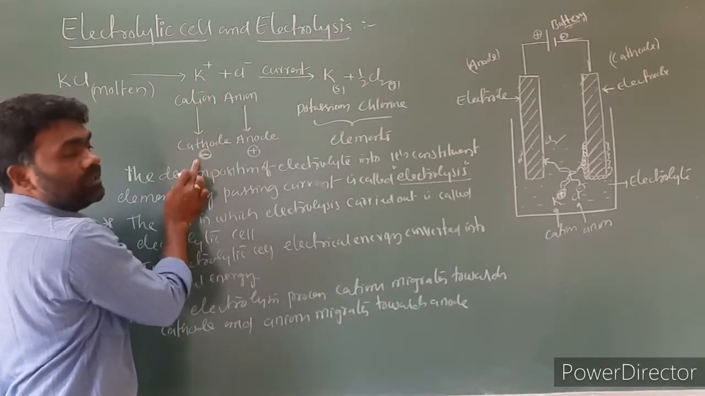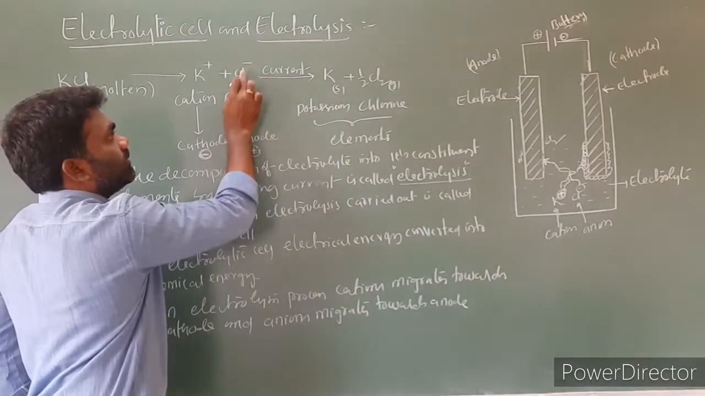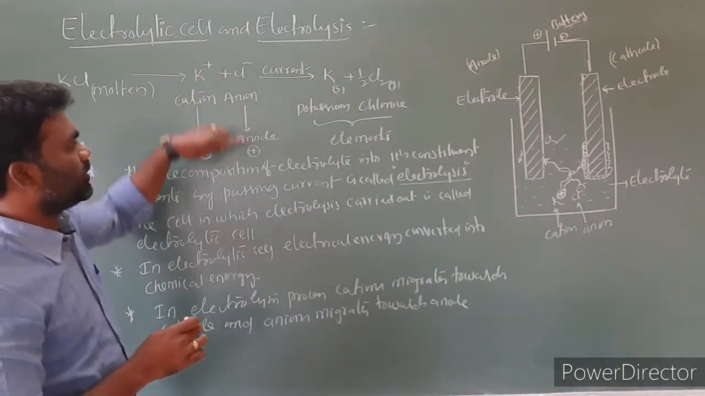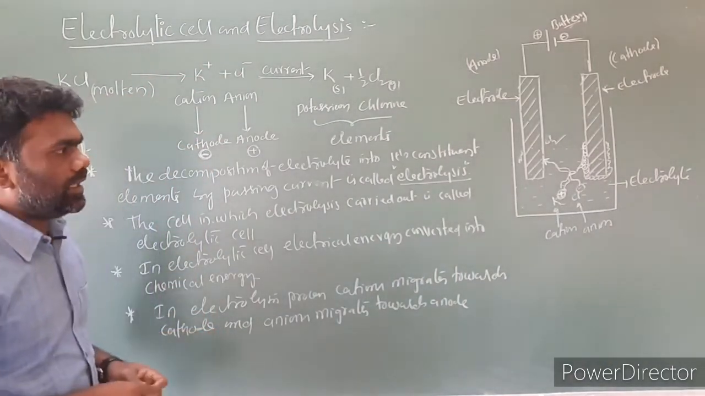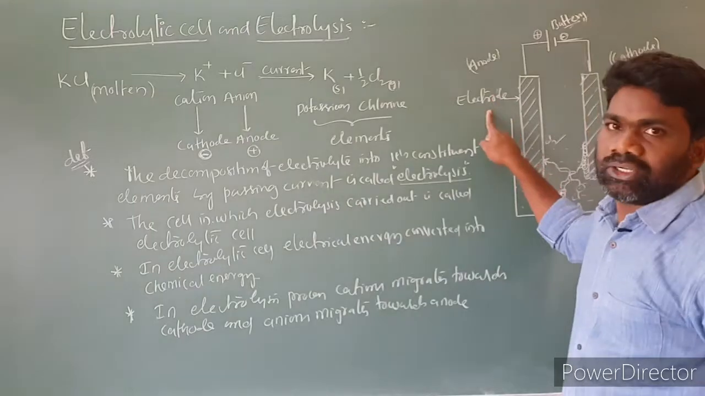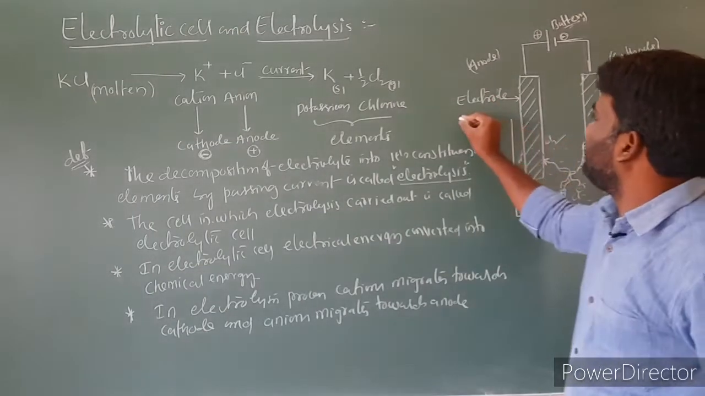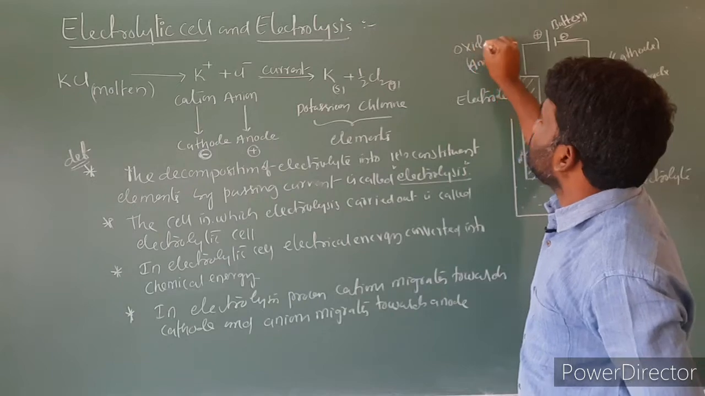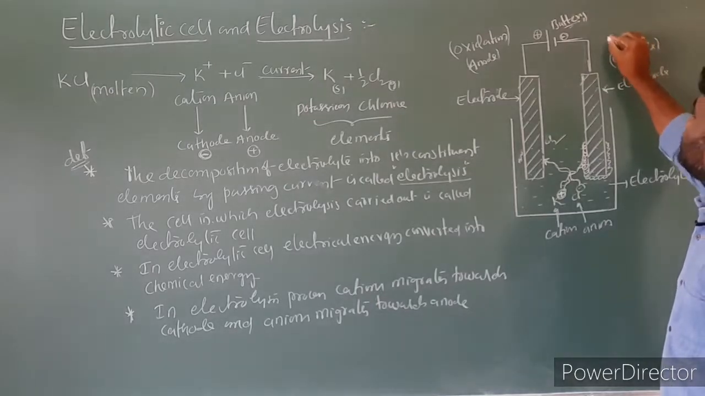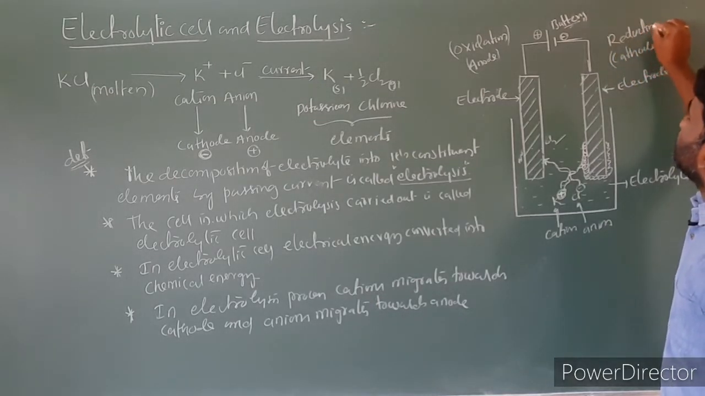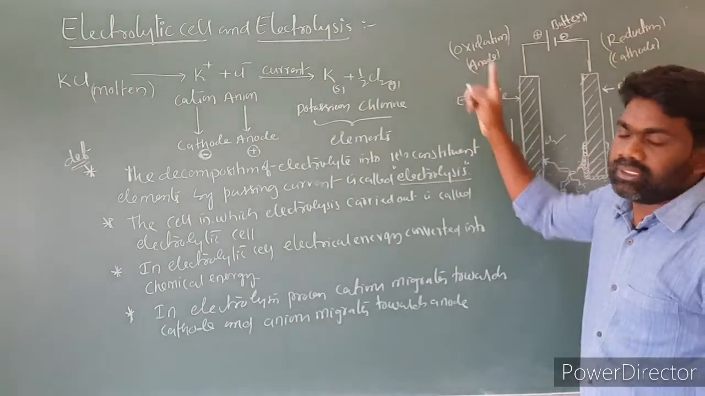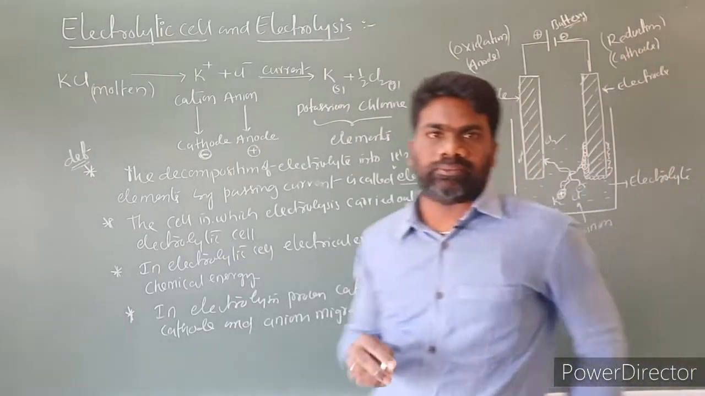So a positive ion moves towards the negative electrode, and an anion, a negative ion, moves towards the positive electrode. Another important point regarding the electrolysis process is that oxidation takes place at the anode and reduction takes place at the cathode. So in an electrolytic cell, oxidation takes place at the anode and reduction takes place at the cathode.